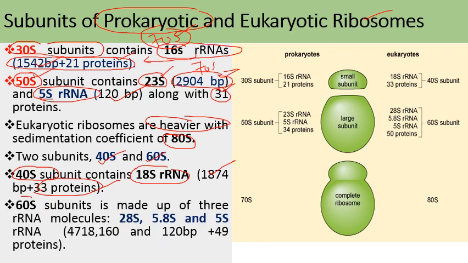Next comes the larger subunit, that is the 60S subunit, which is made up of 3 rRNA molecules: 28S rRNA, 5.8S rRNA, and 5S rRNA, which are made up of 4718 base pairs, then 160 base pairs and 120 base pairs, and it contains 49 proteins. So this is the chemical composition of the larger subunit of the ribosome of eukaryotes.